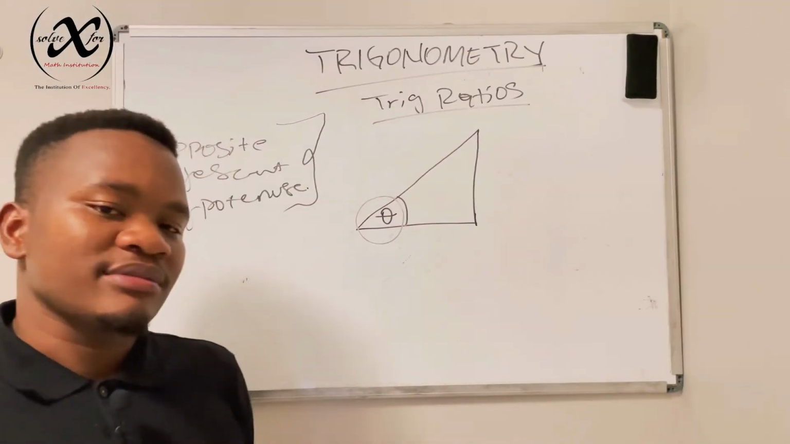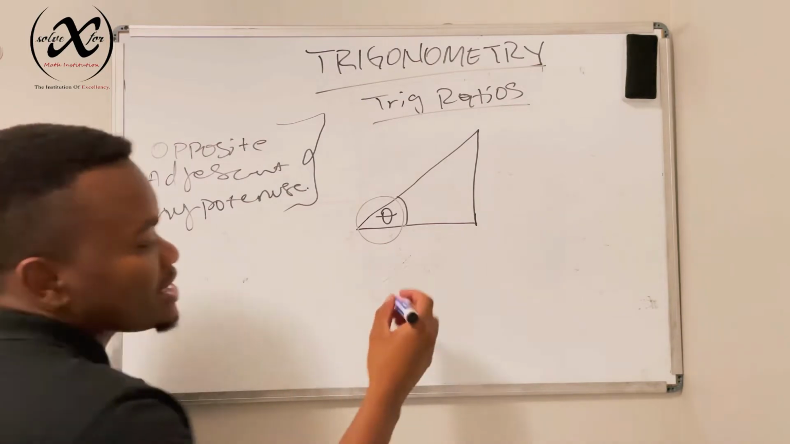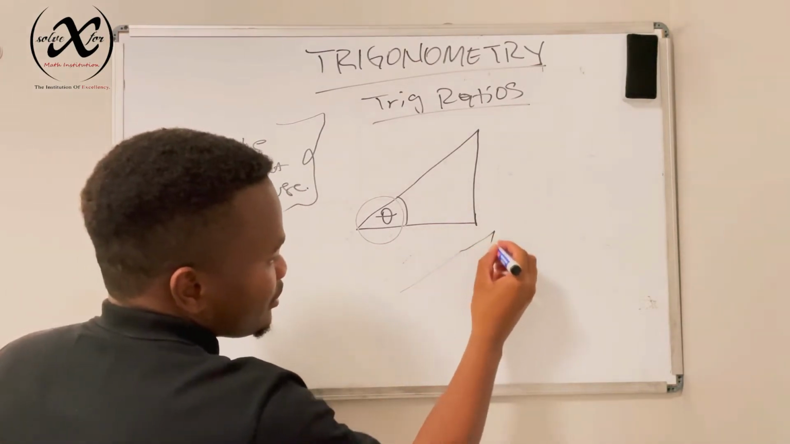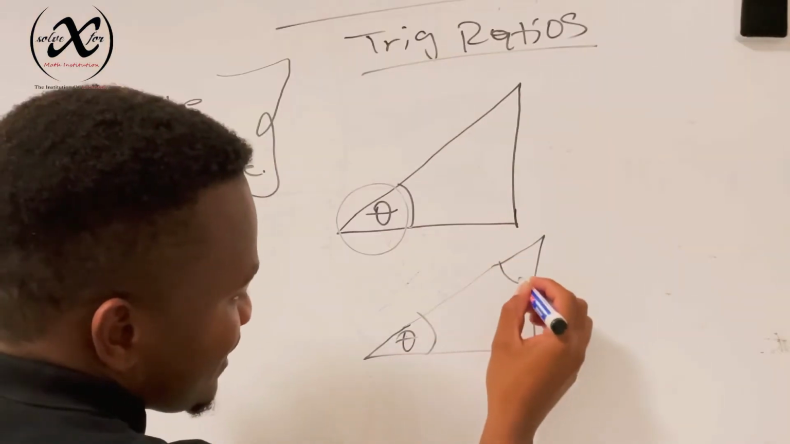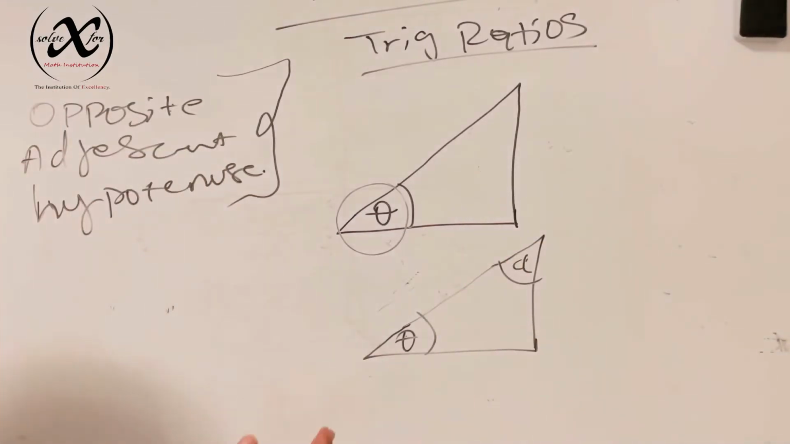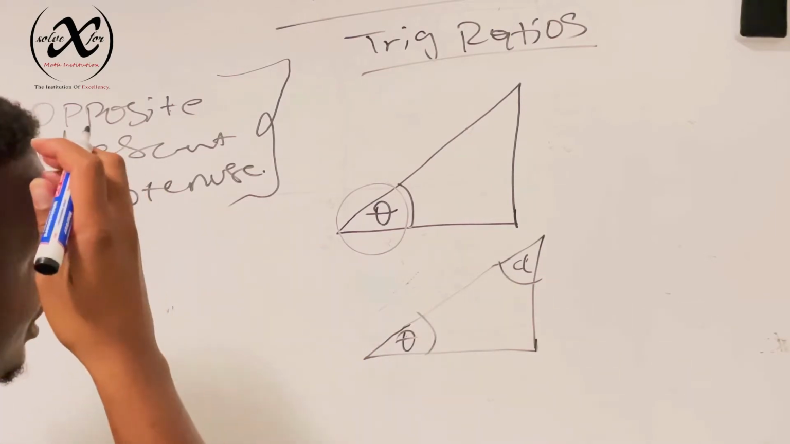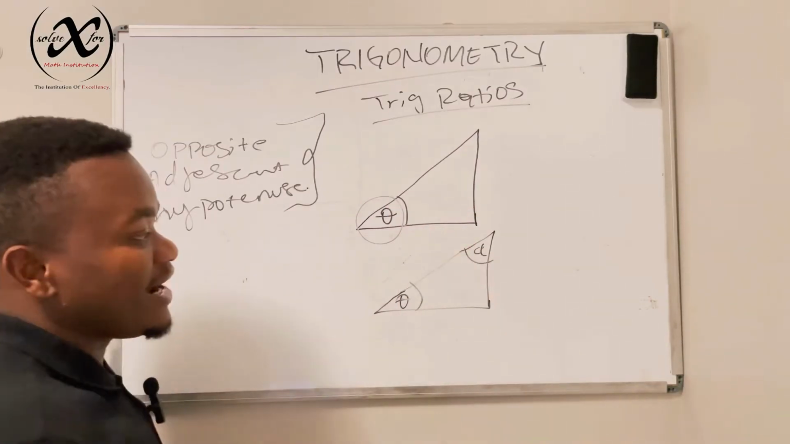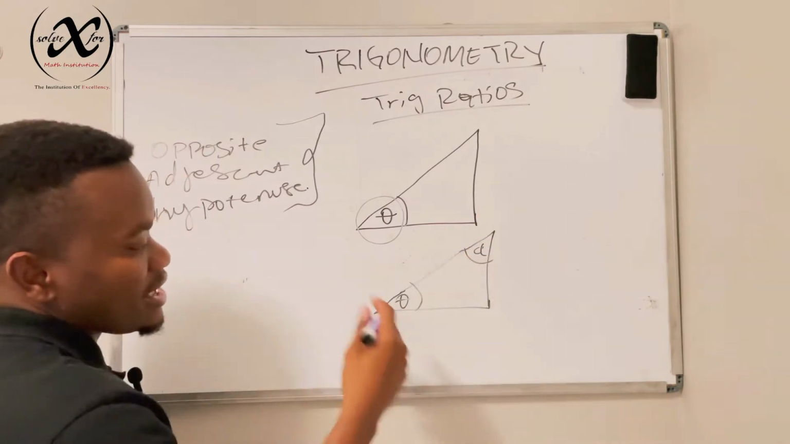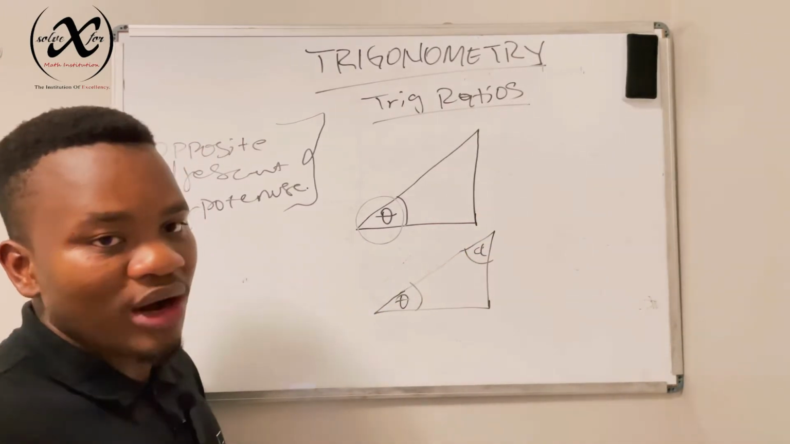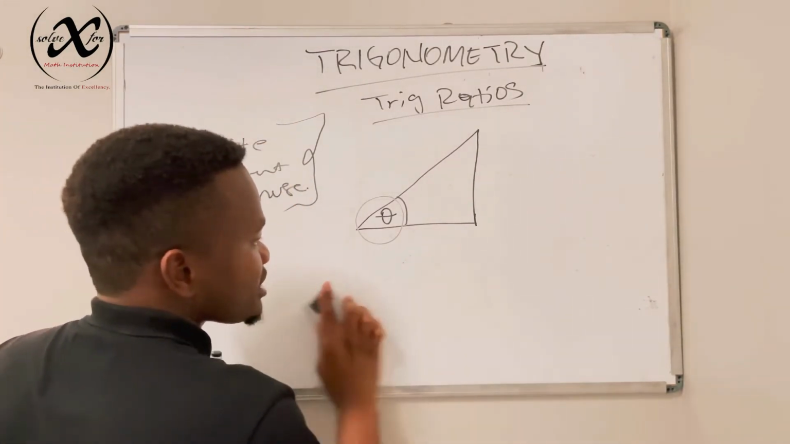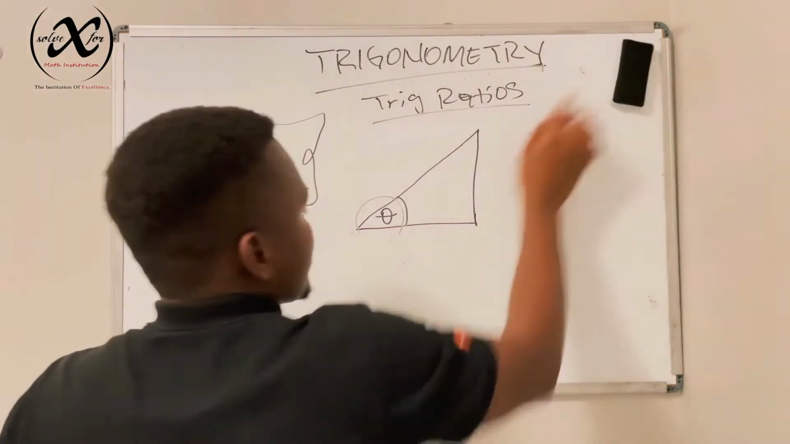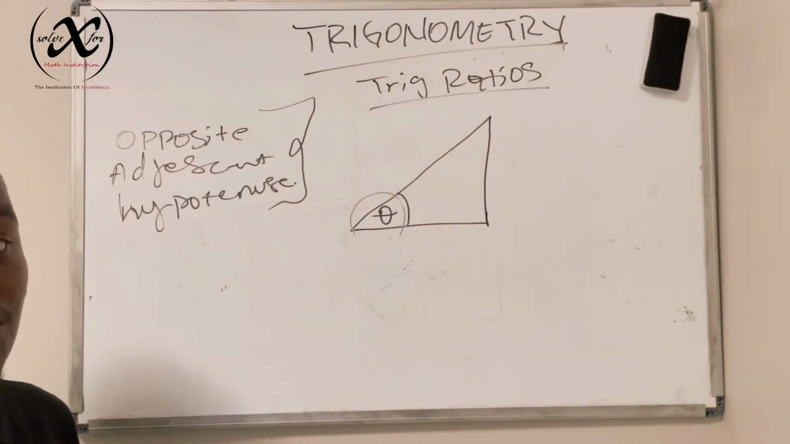But this does not mean that you will not get another angle. Maybe you can get the same triangle, and then there's theta there, and then there is alpha. So in relation to theta or alpha, that's when we define our sides, whether it's going to be opposite, adjacent, or hypotenuse. Let's forget a bit about this and just explain it in reference to theta.